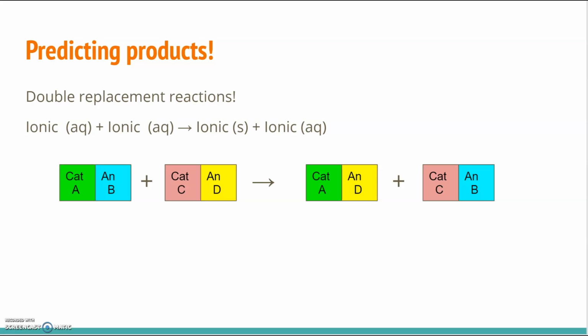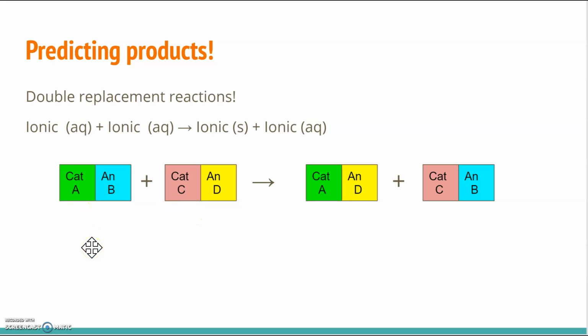When I burned the flash paper at the beginning of the semester, that was a combustion reaction, but these are going to be double replacement reactions. And what is a double replacement reaction? It's when you mix an ionic compound that you dissolved in water with another ionic compound that you dissolved in water, and you form two more ionic compounds. And what happens is they switch partners.